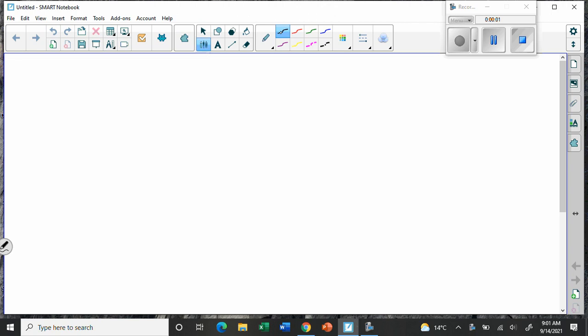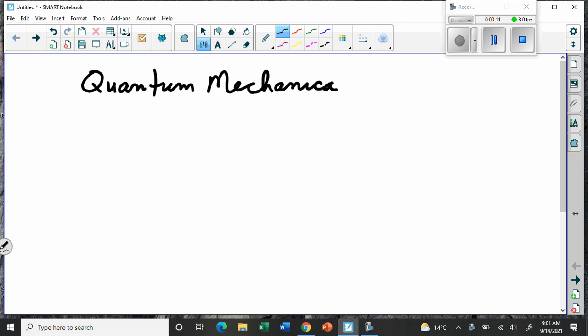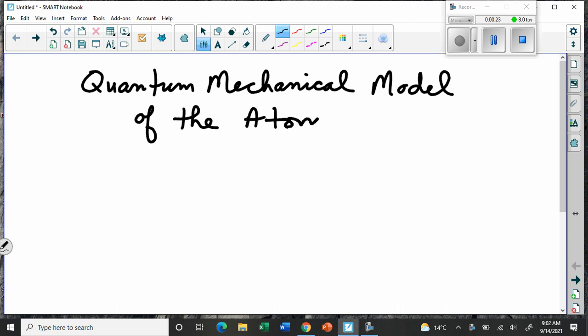Okay, let's talk about the quantum mechanical model of the atom. And we're just going to do a very brief introduction to this, just to help you get a head start on where you're going to go with this down the road.